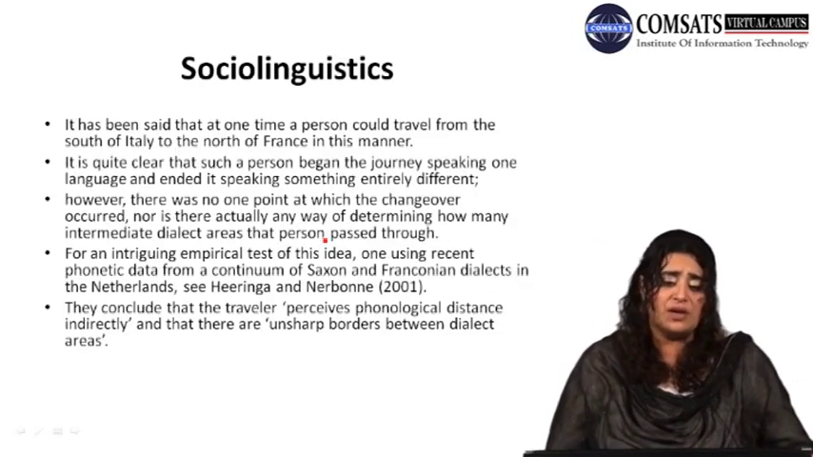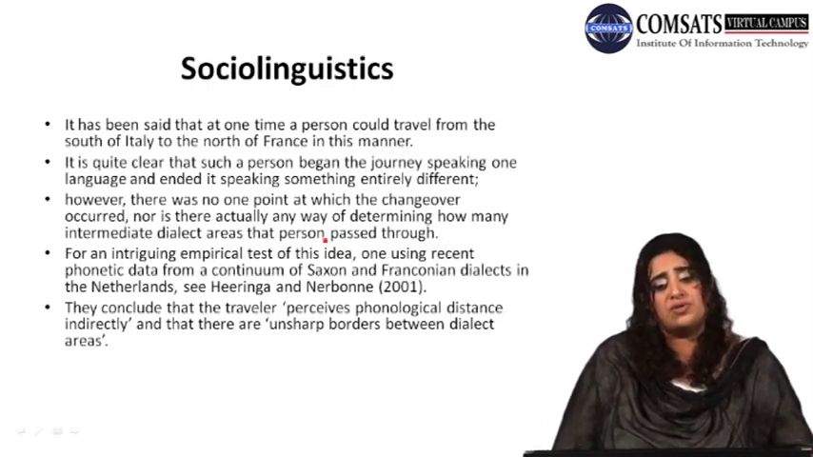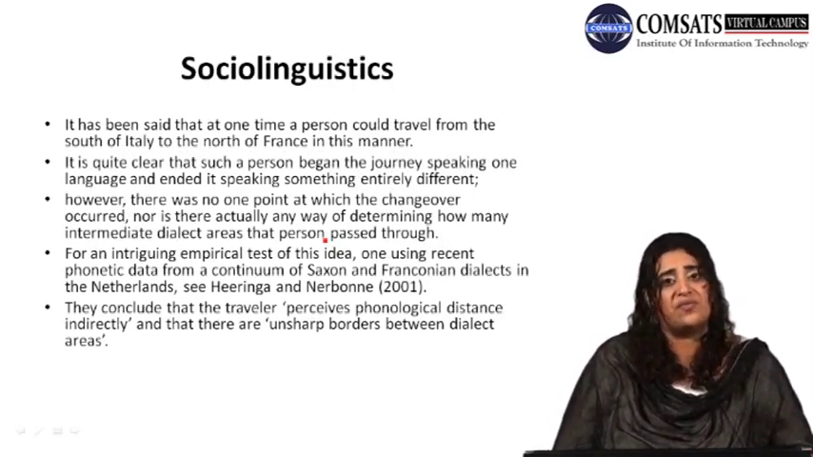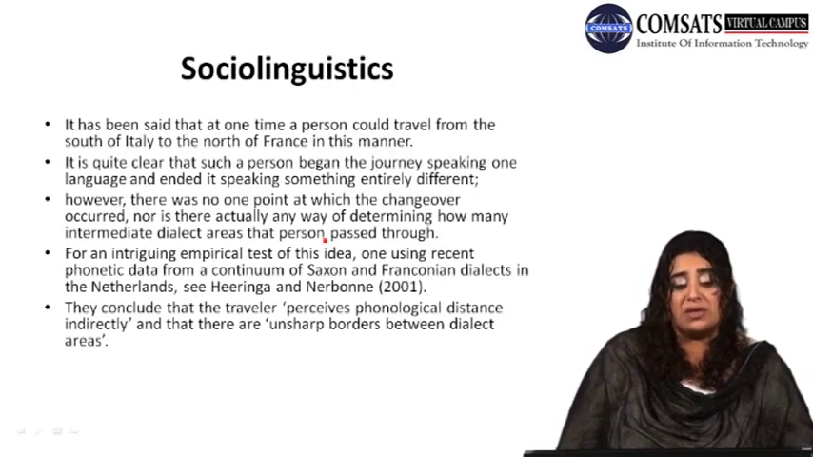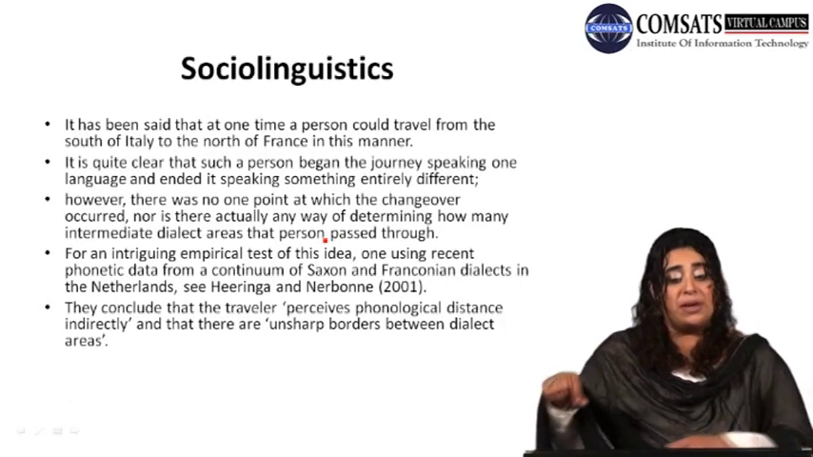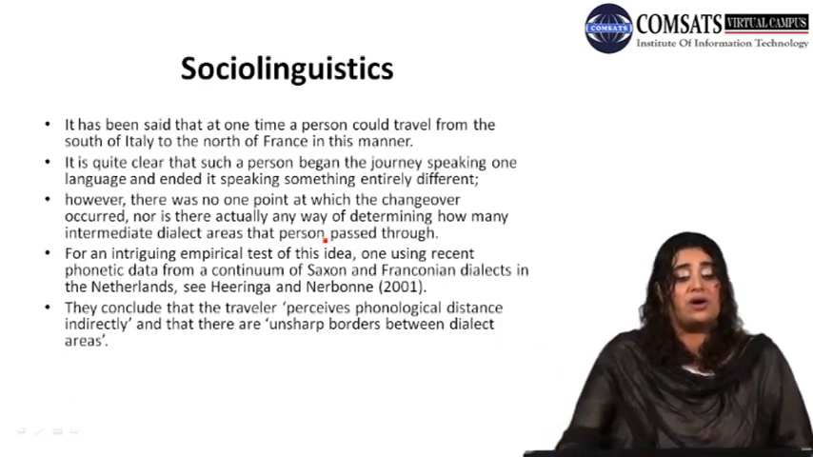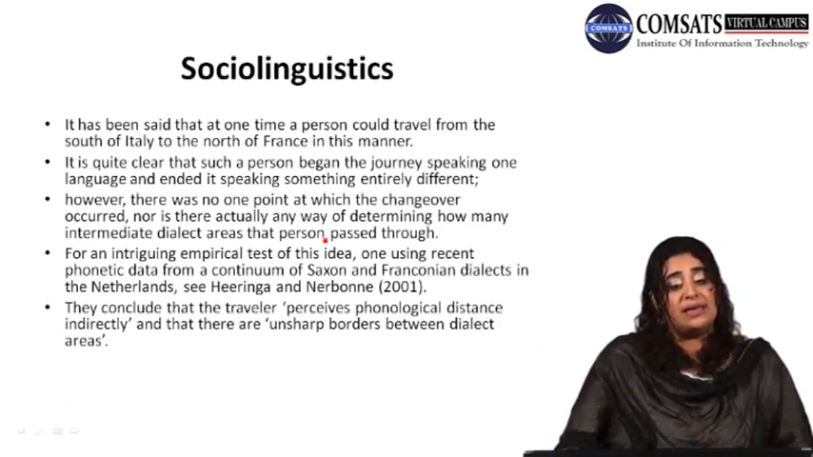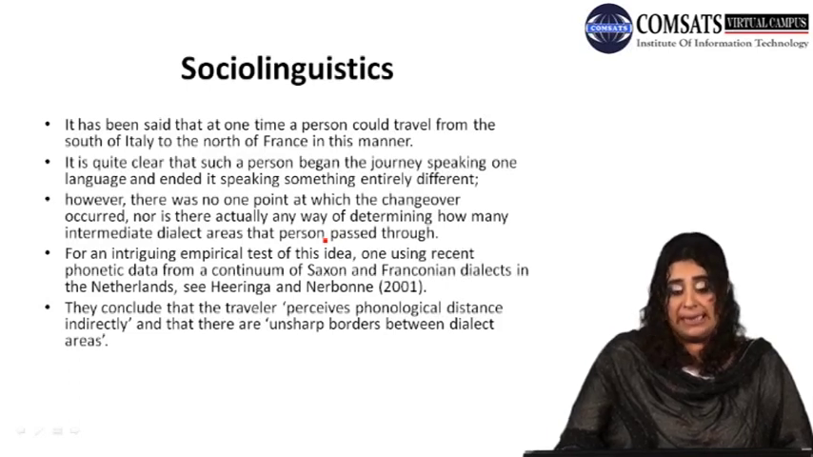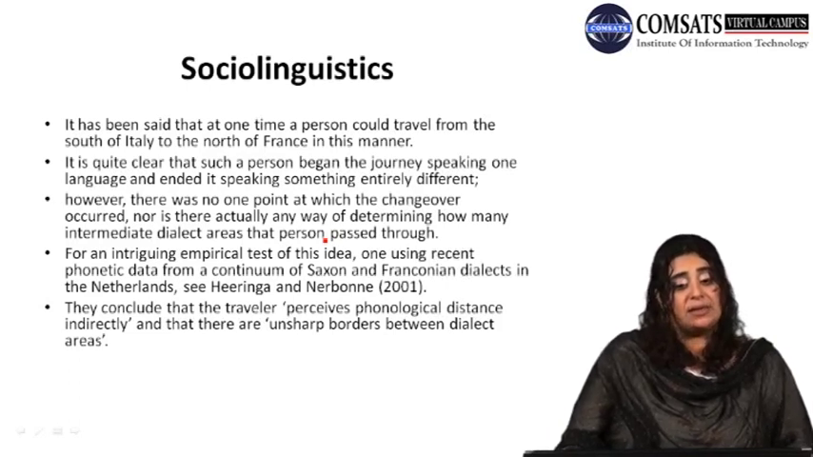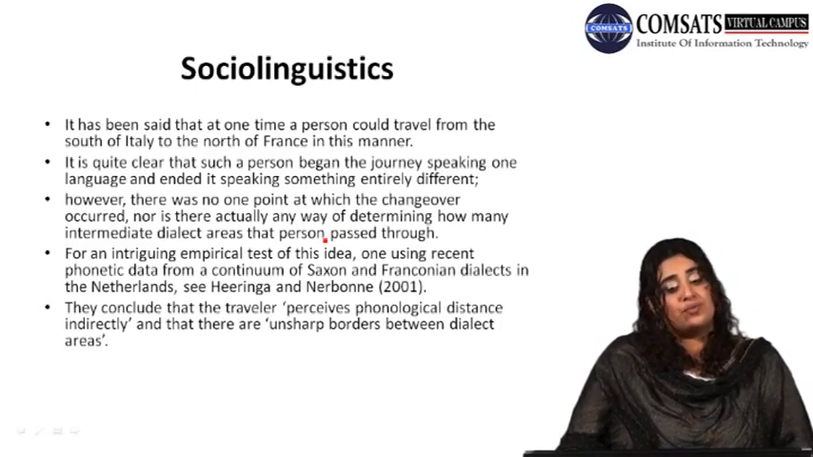So it has been said that at one time a person could travel from the south of Italy to the north of France in this manner. It is quite clear that such a person began the journey speaking one language and ended it speaking something entirely different. Now, however, there was no one point at which the changeover occurred, nor is there actually any way of determining how many intermediate dialect areas that person passed through.